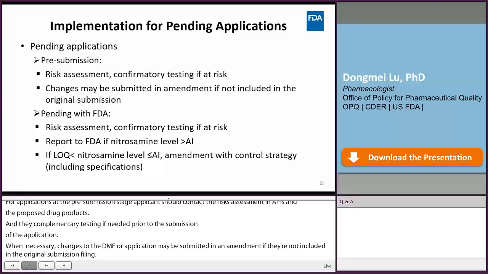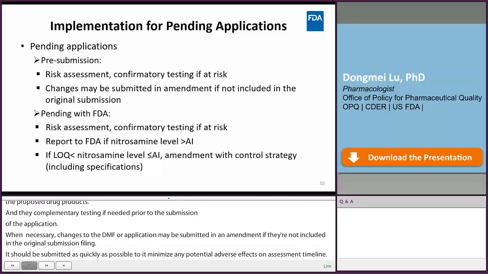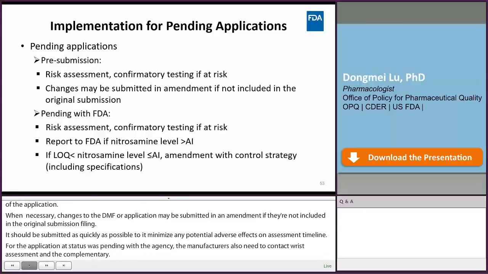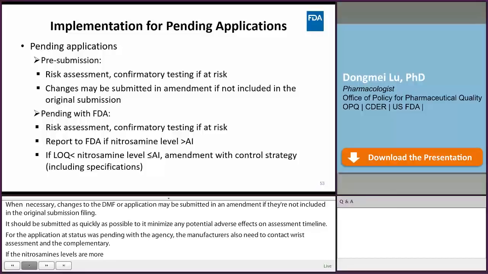For the applications with pending status at the agency, the manufacturers also need to conduct a risk assessment and confirmatory testing if there's any risk. If the nitrosamine level is more than the AI limit, the applicants need to report to FDA. If the nitrosamine level is above LOQ, but no more than the AI limit, the applicants should submit an amendment with appropriate control strategies.